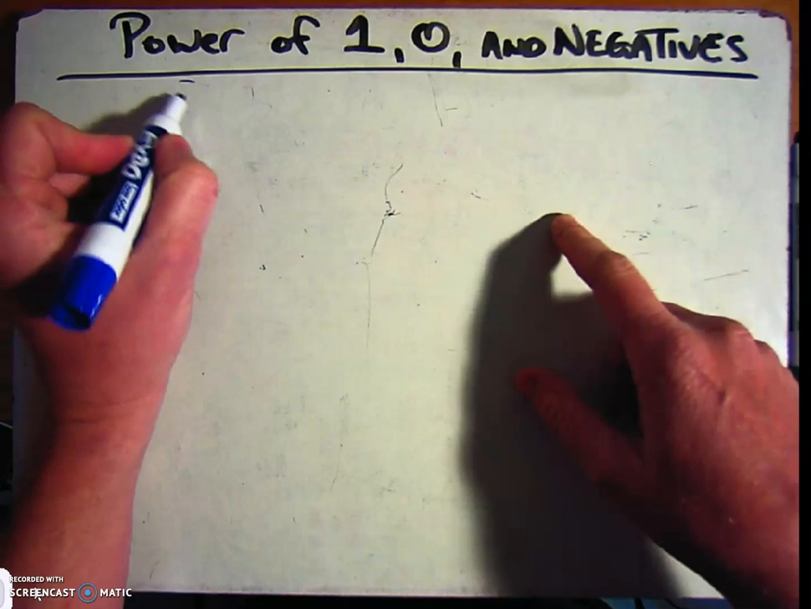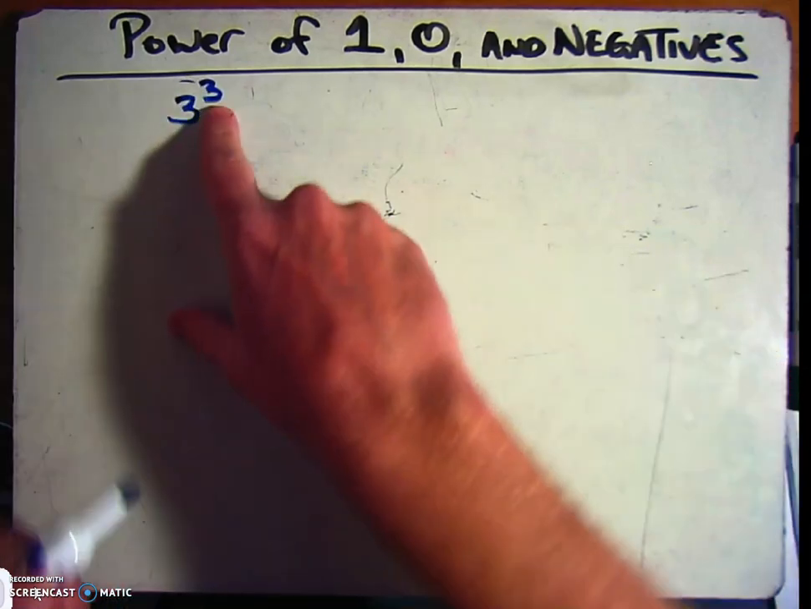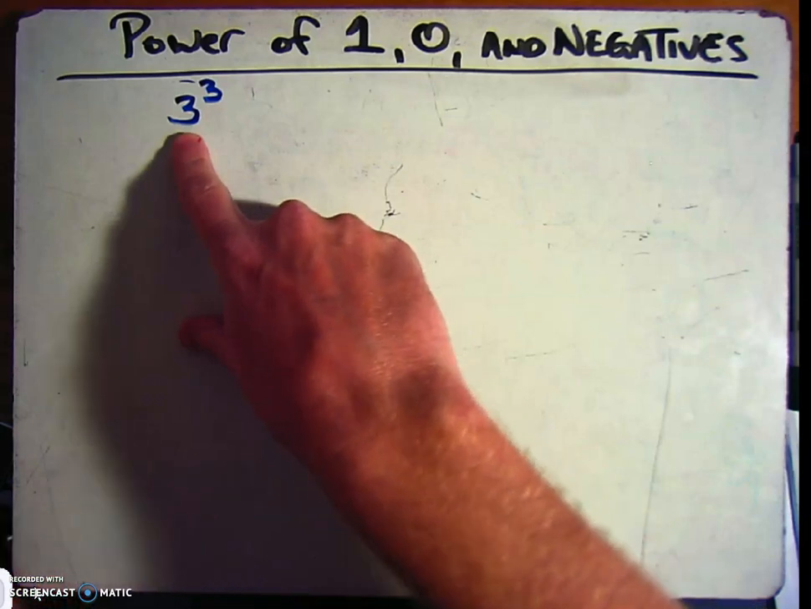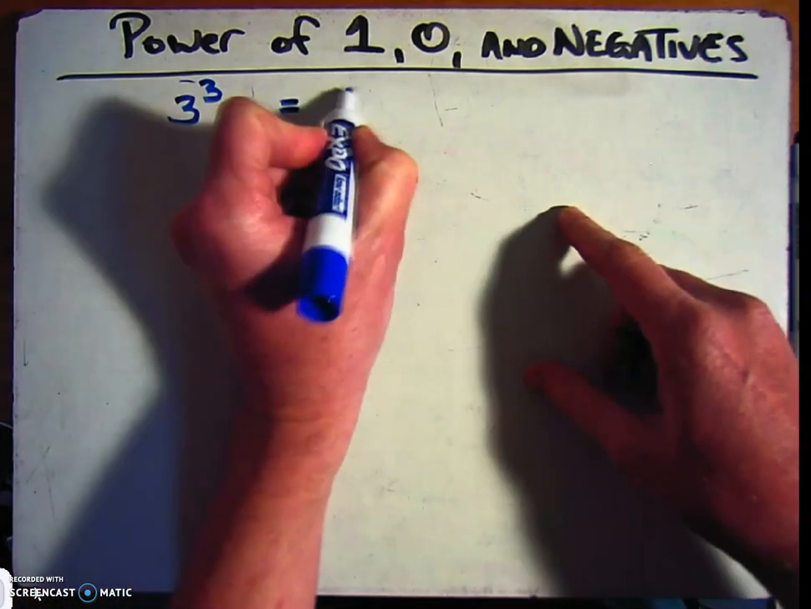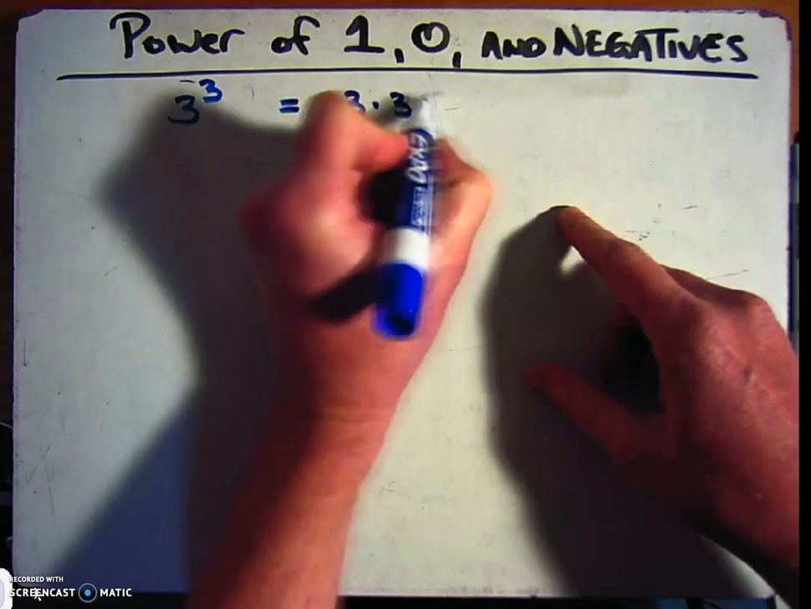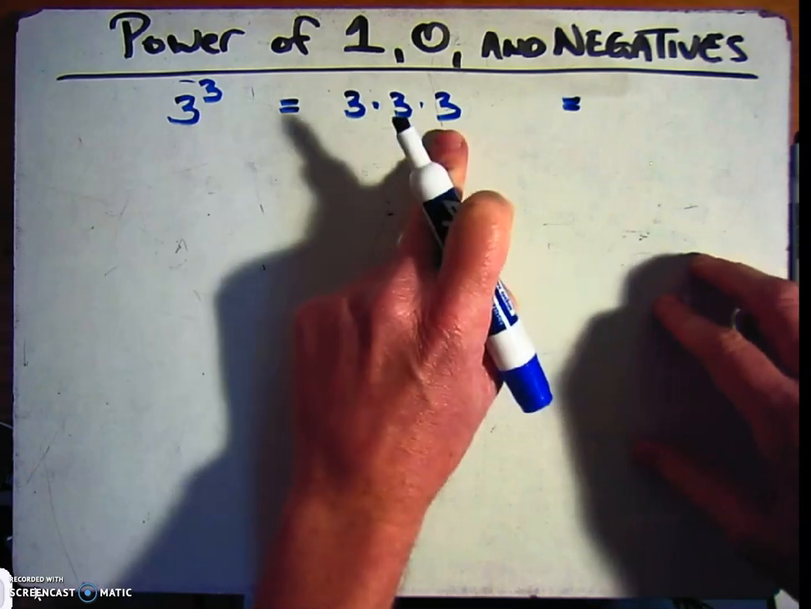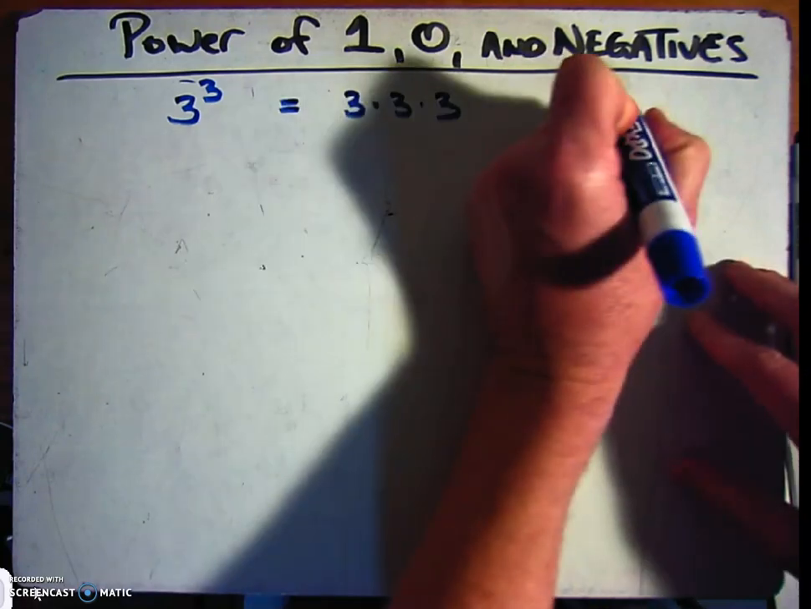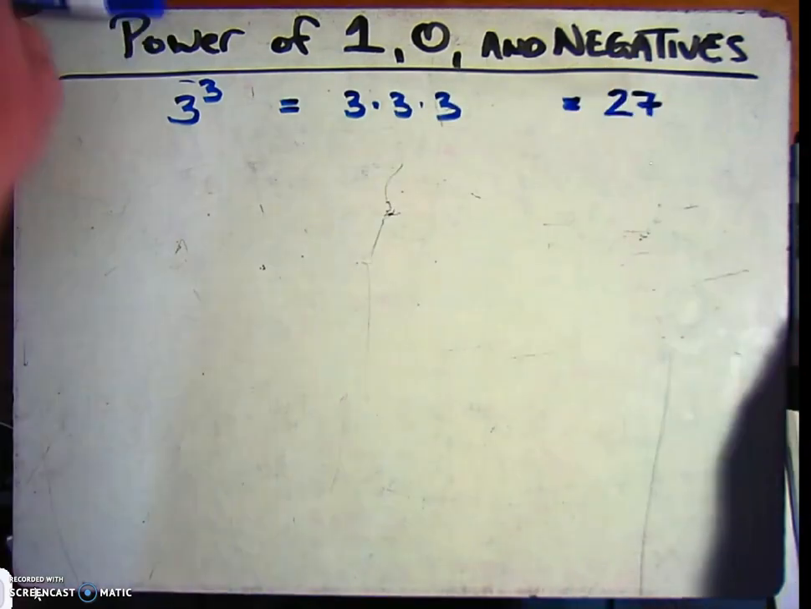Let's start by thinking about 3 to the third power. We know that an exponent tells us to multiply the base that many times, so 3 to the third power would represent 3 times 3 times 3. And 3 times 3 is 9, and times 3 is 27. So 3 to the third power has a value of 27.